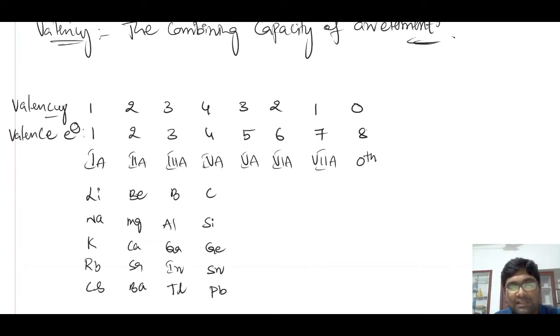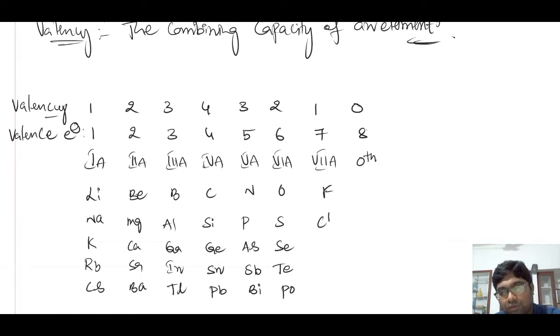Fifth A group elements are nitrogen, phosphorus, arsenic, antimony, bismuth. Sixth A group elements are oxygen, sulfur, selenium, tellurium, polonium. Seventh A group elements are fluorine, chlorine, bromine, iodine, astatine. Eighth A group elements are neon, argon, krypton, xenon and radon.